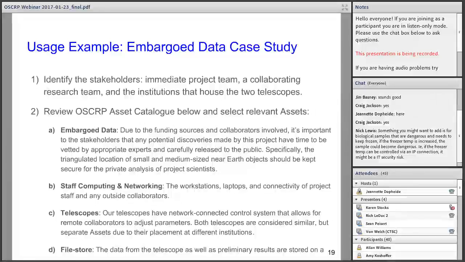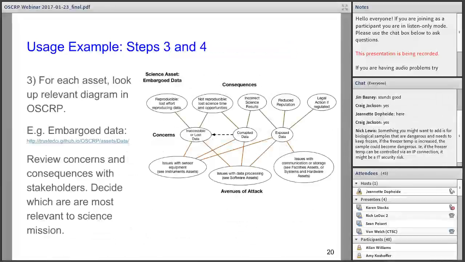Well, actually, before we do that, can I just pop in with this question here? Earlier, on the previous slide, I think it was, Nick Lewis says, something you might want to add is for biological samples that are dangerous and need to be kept frozen. If the freezer temp is increased, the sample could become dangerous, i.e. if the freezer temp can be controlled via IP connection, it might be an IT security risk.